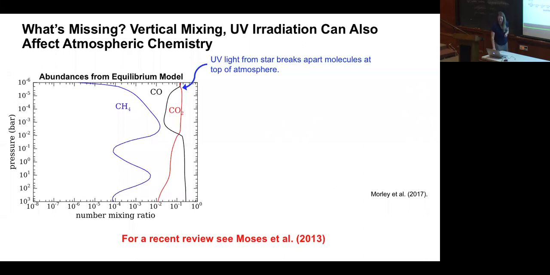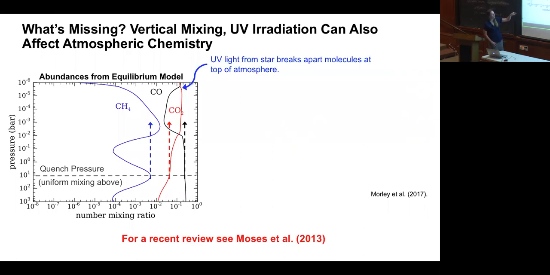So another thing you can imagine doing is saying, at some reference pressure, we start to have mixing that carries gas from that pressure further up in the atmosphere. So whatever the abundances are here, we have vertical mixing that then makes those abundances effectively constant from that pressure on up. And this is what's referred to as the quench pressure.